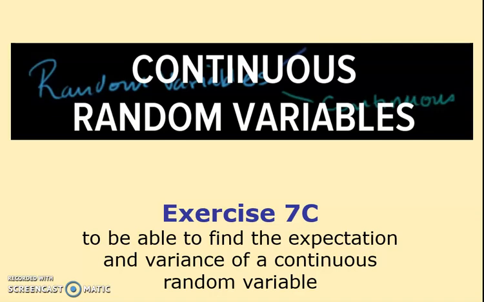Hi again, further mathematicians. This is exercise 7c. We're going to look at how to find the expectation and variance. Now, of course, we saw that last time, but this time of a variety of different continuous random variables, and perhaps it should say of functions of continuous random variables as well. So that's what the plan is. So let's go on and do it.